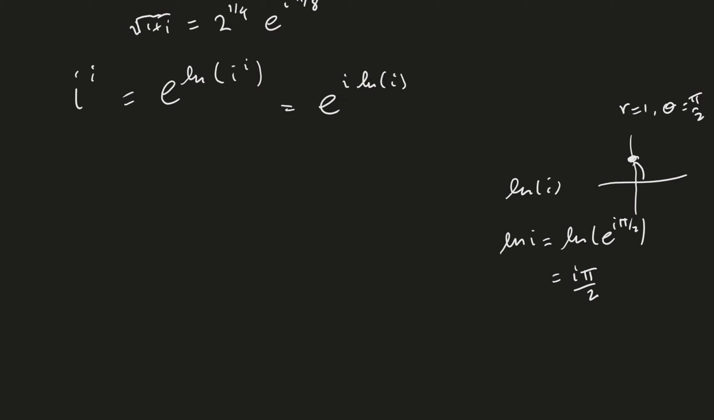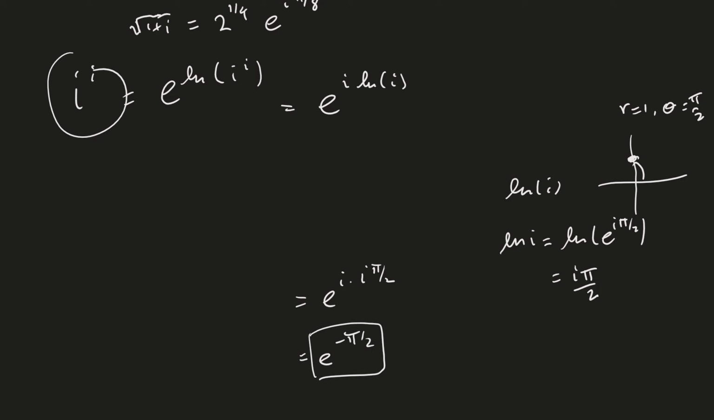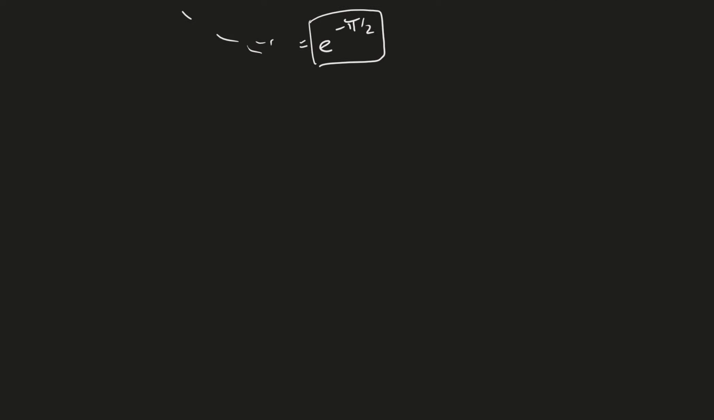Good. And so what does that mean? That means we have e to the i times i pi over 2, which is e to the minus pi over 2. This is a real number. i to the i power turns out to be real. Pretty weird. Okay, enough of the weird. It is fun to try these. There's more on the exercise page that you can check out.